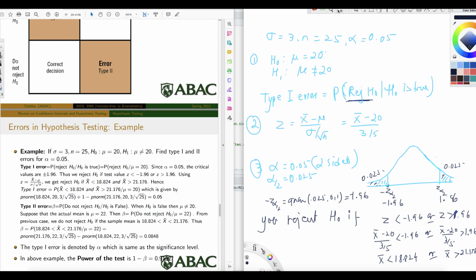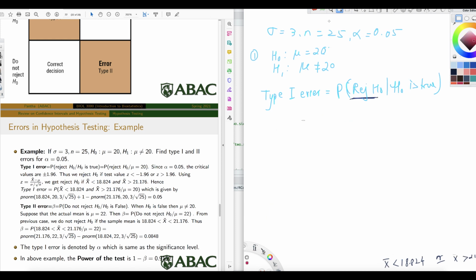So let me note this down at the very bottom, and then I will find the type 1 error from there. The probability of rejecting the null hypothesis equals P. When do you reject? If x bar is less than 18.824 or x bar is greater than 21.176, given that H0 is true, meaning mu equals 20. H0 true means the true value of the mean is 20. Now, how do I find this probability? It is either this or that, so how do you write that down?